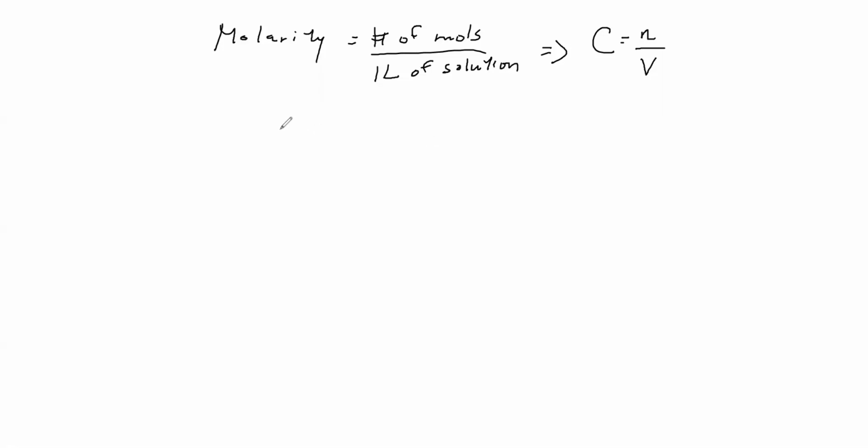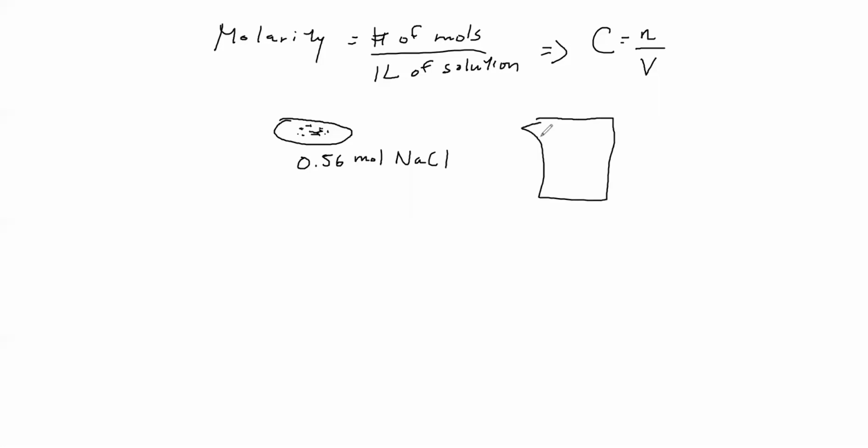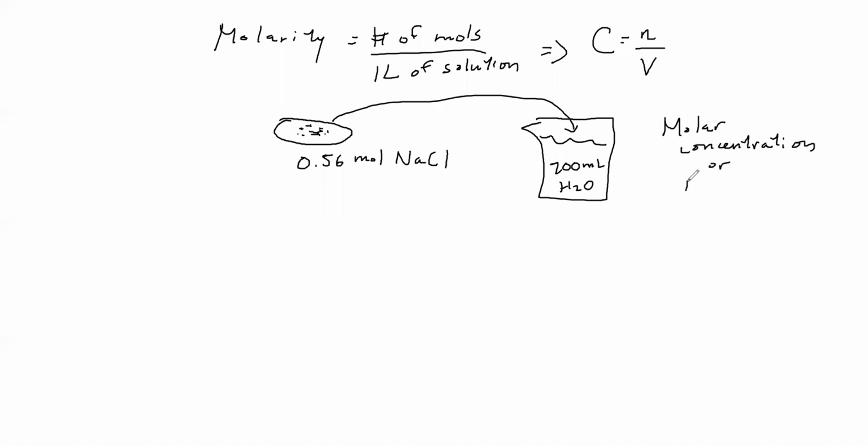So what I'm going to give you guys is, I have a little petri dish right here. And in this petri dish, I have 0.56 moles of NaCl. Now, I'm going to pour this into 200 mLs of H2O or water. So this essentially just goes in here, and I'm interested in calculating the molar concentration, or the molarity, same thing.